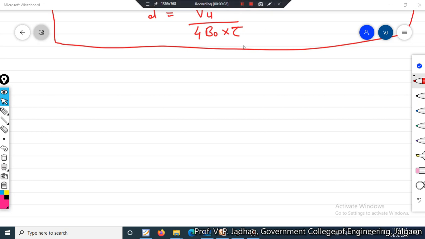Now the next step is step number 7. The next step is design for bending tension in longitudinal direction. That is design for steel.